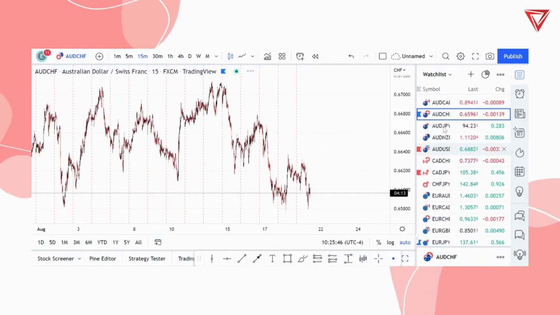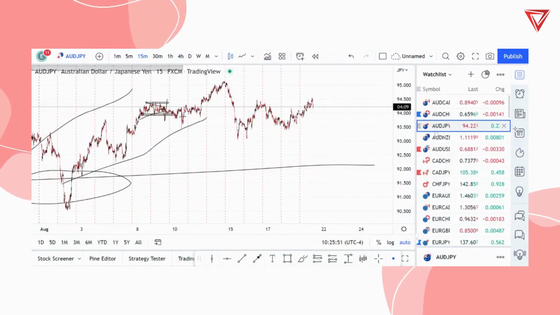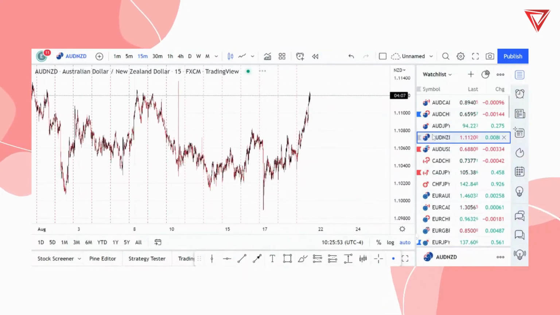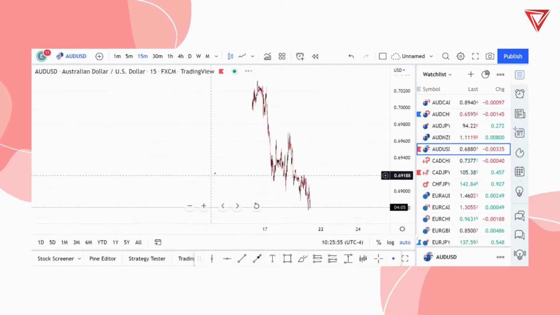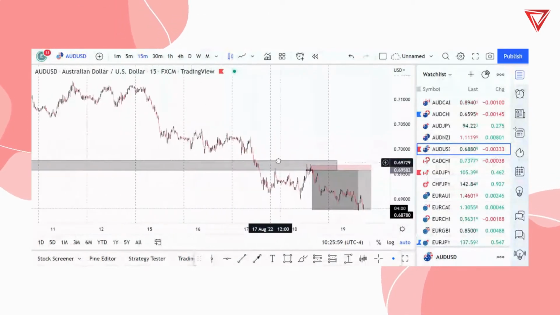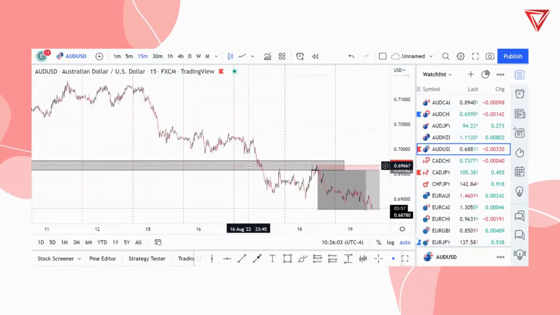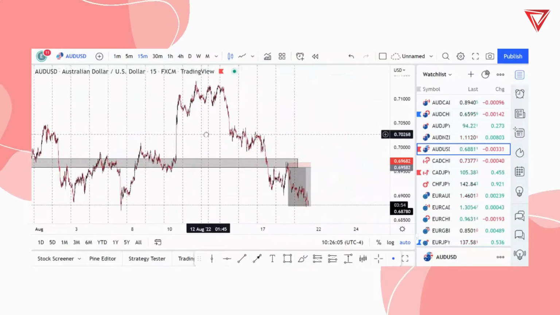AUD CHF, I didn't have anything there. AUD JPY, I did not have anything there. Nothing on AN, nothing on AU. Right. Oh, so this is something that I did with a student yesterday in one-on-one that we had. And the breakdown for this was simple.